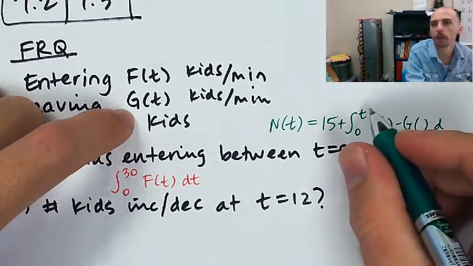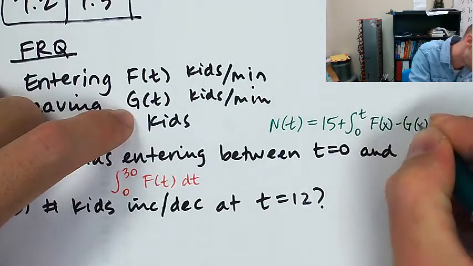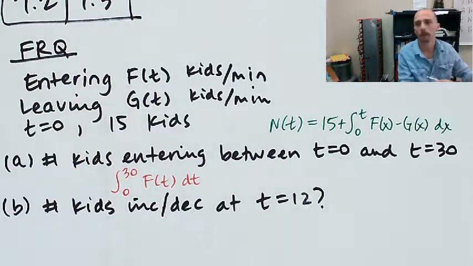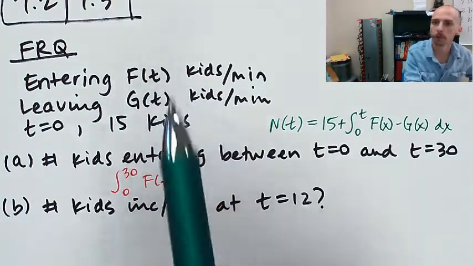And except t is already my variable for time, so my integration variable will be x, or a, or whatever you want it to be. Just not t, and not capital N. Preferably not capital F or capital G either.